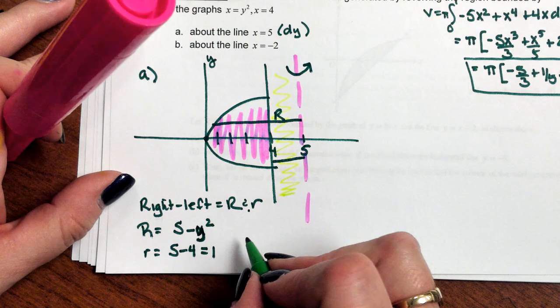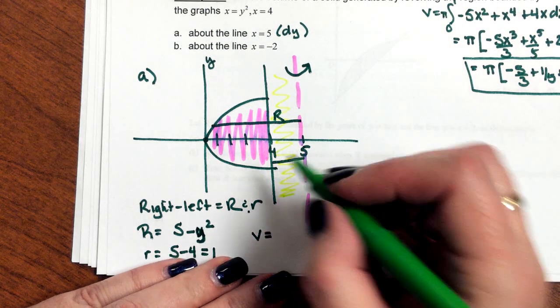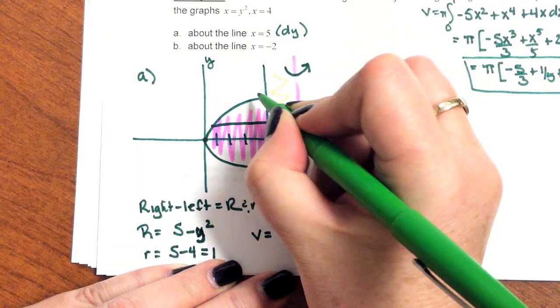So then, to calculate the volume, again, the bounds have to be in terms of y, so I need to find these points of intersection.